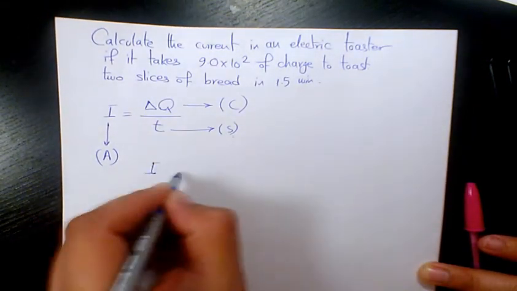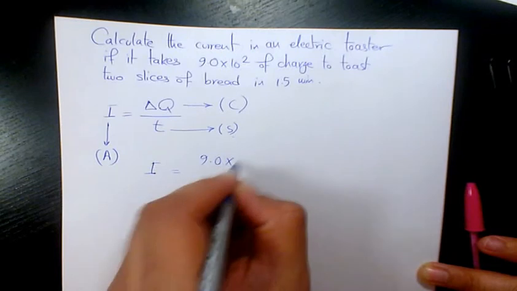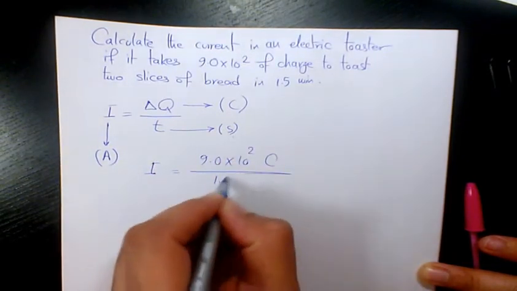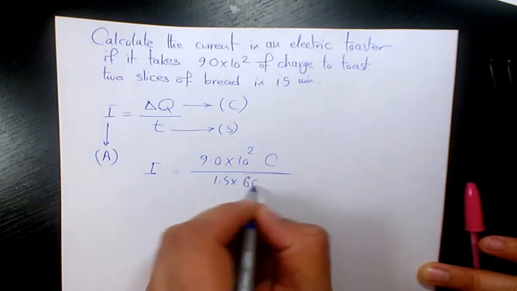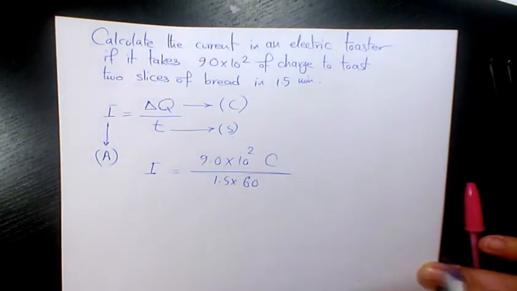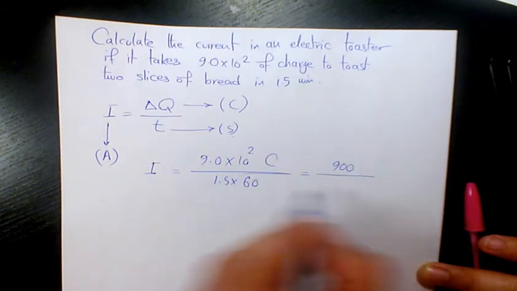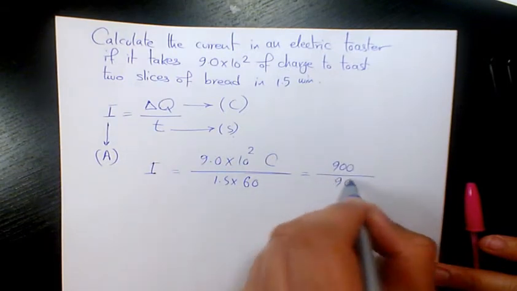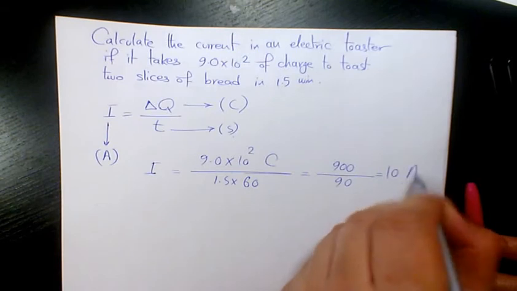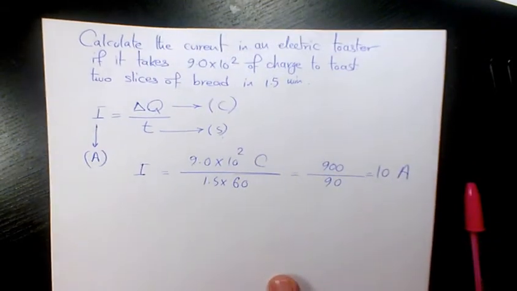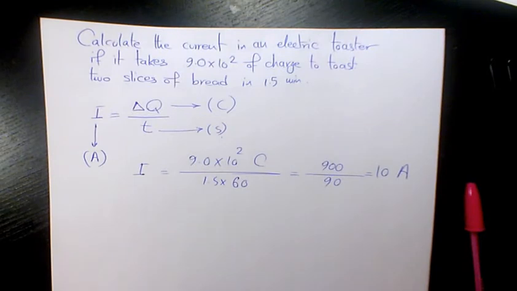So I will be 9.0 × 10^2 coulomb divided by 1.5 times 60, because we need to convert minutes to seconds. So it's going to be 900 divided by 90, which is going to be 10 amps. So that's how we calculate the electric current in terms of ampere.